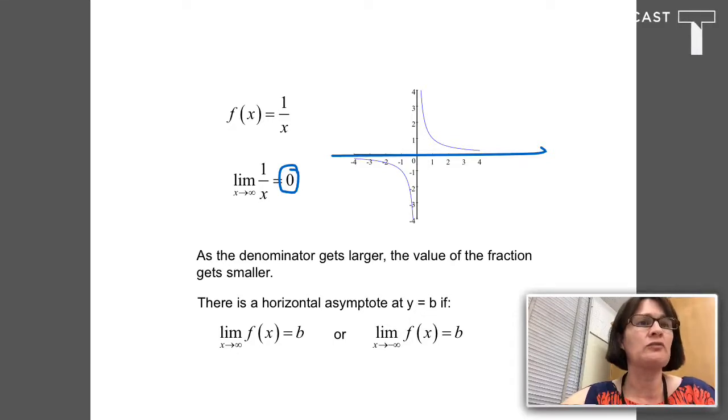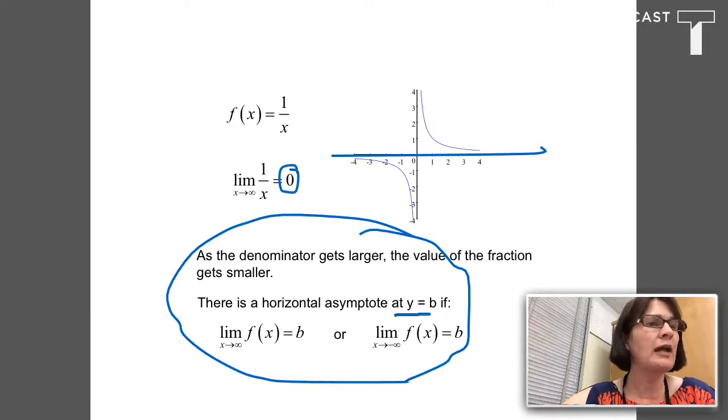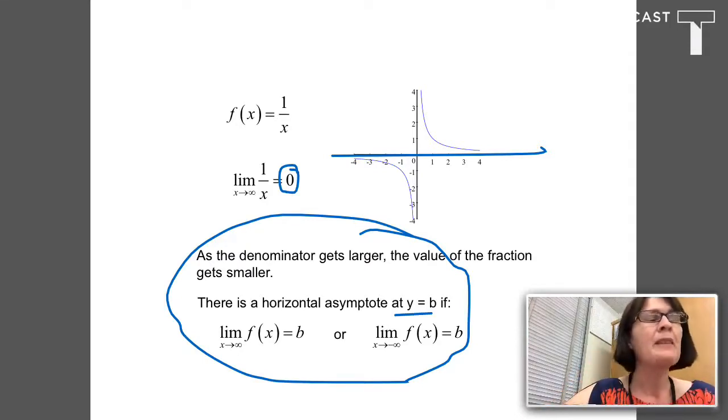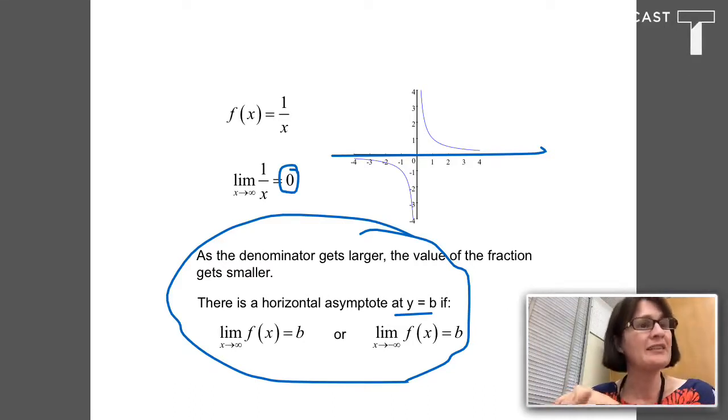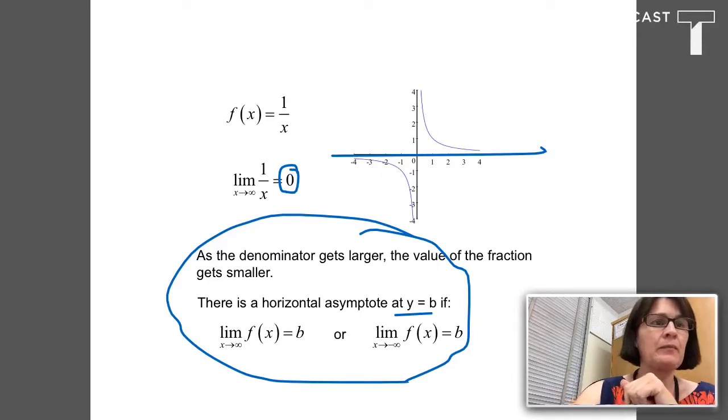So this is actually our definition for horizontal asymptote. Big idea here, the function has a horizontal asymptote at this horizontal line, y equals b, whatever b might be, if the limit of the function as x approaches infinity is that b value, or possibly the limit as x approaches negative infinity of that function is b.